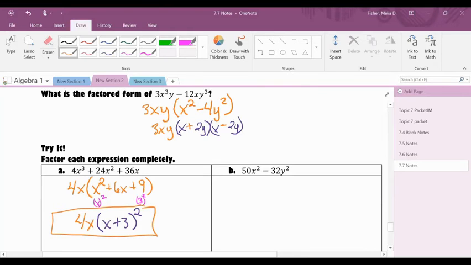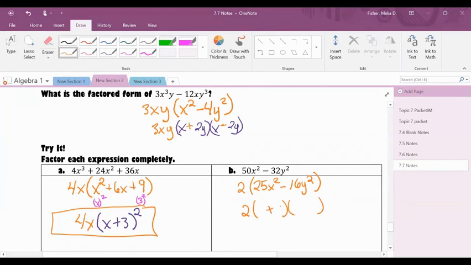On part B, we're looking for the greatest common factor here. And the greatest common factor is 2. And that will leave us with 25x squared minus 16y squared. I'm left with a binomial, that is subtraction, and the first one is a perfect square, and the second one is a perfect square. So don't forget that 2 needs to stay there.